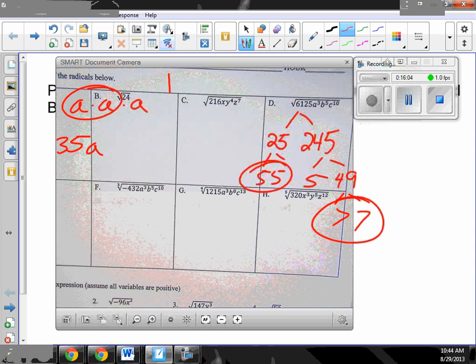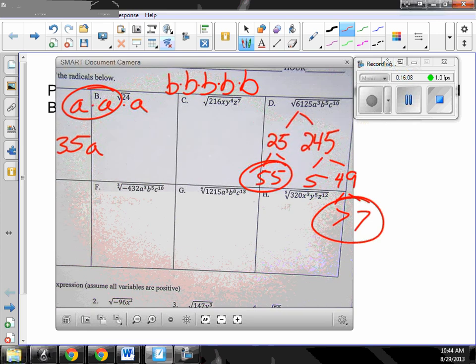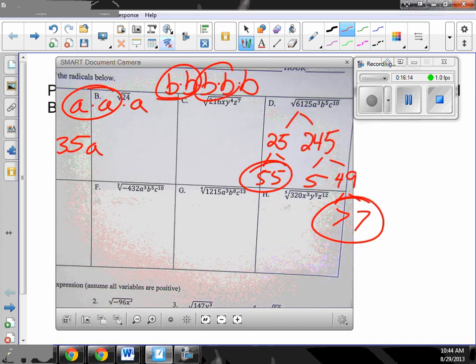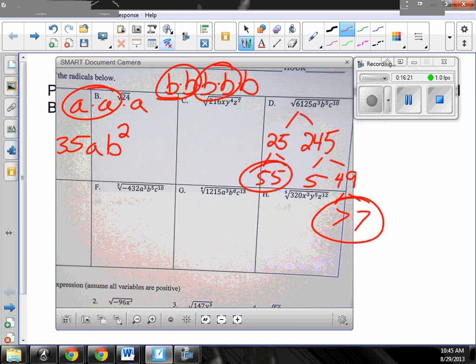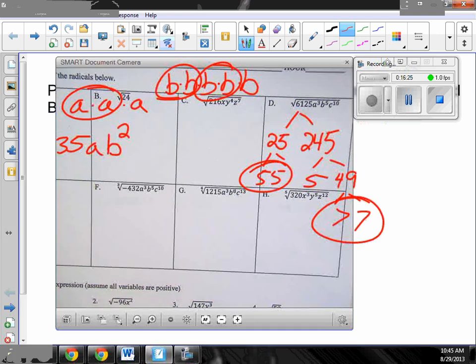And if I write my B's out, how many pairs do I have? 2 pairs with 1 left over. So on the outside, I write B to the second because there are 2 groups. For every group, you bring 1 out. So 2 groups, you bring 2 out.